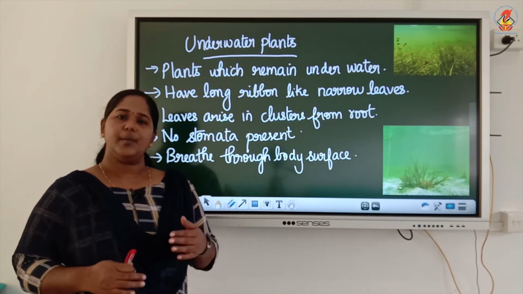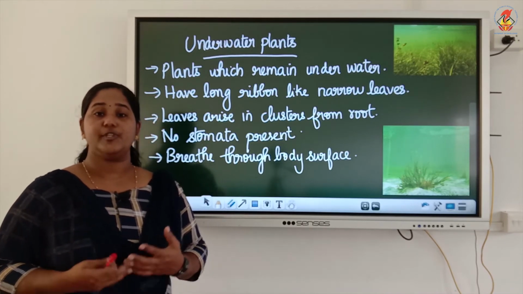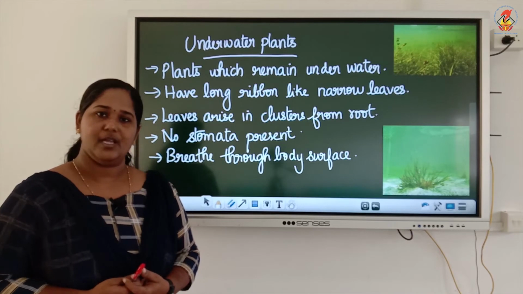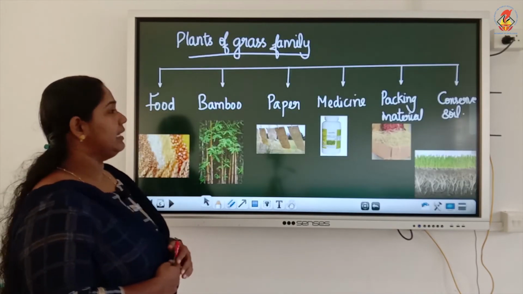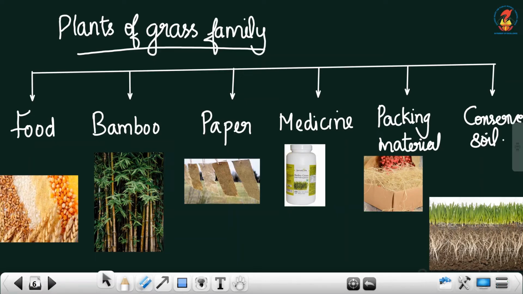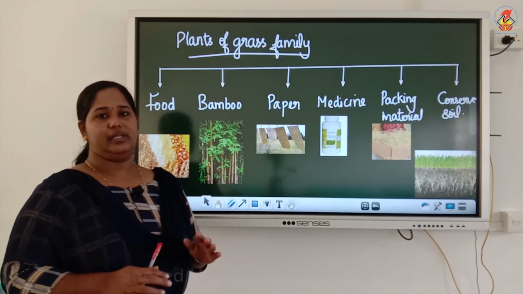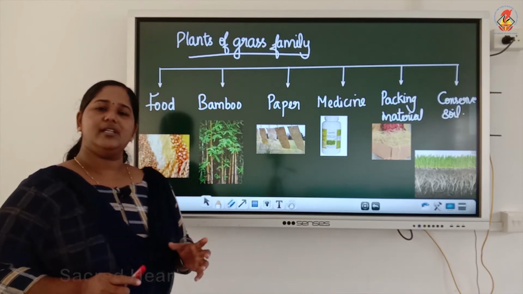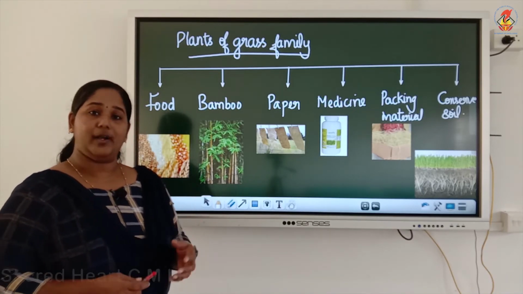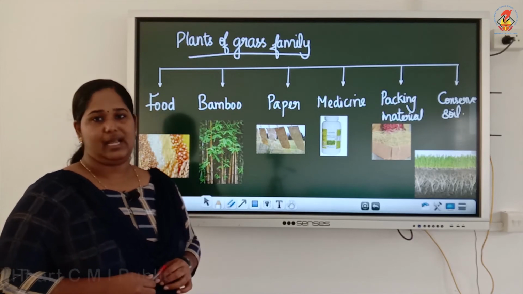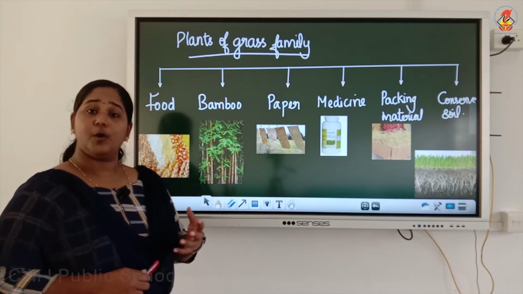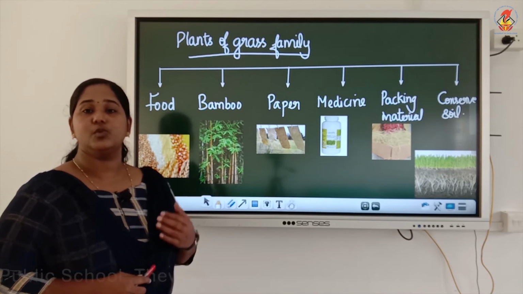Now we are going to learn about a different section of plants which are of great use: plants of the grass family. We know that grass is almost an unwanted thing in a garden. But now obviously we are making lawns and all with grass. But whatever it is, we don't give much importance to grass. But actually they provide us a lot of things that are useful for us.